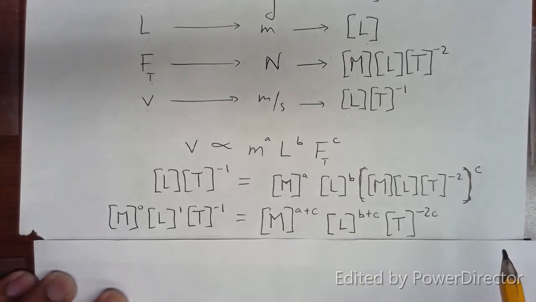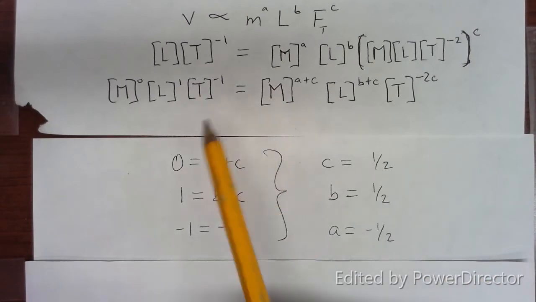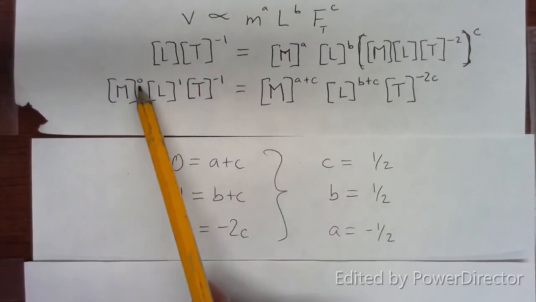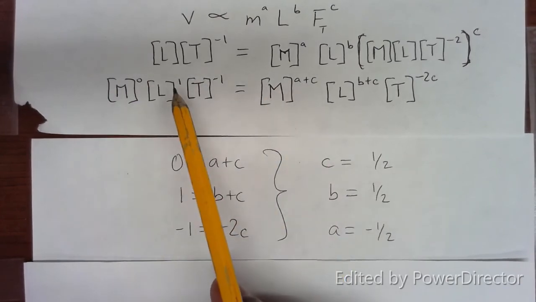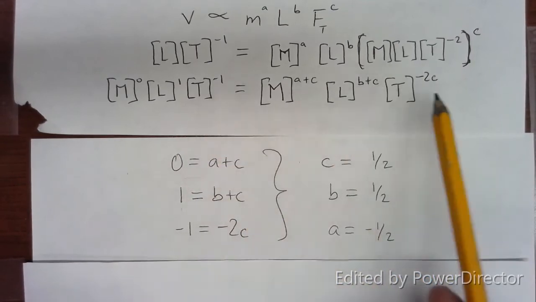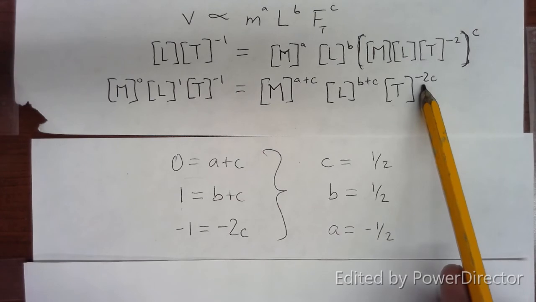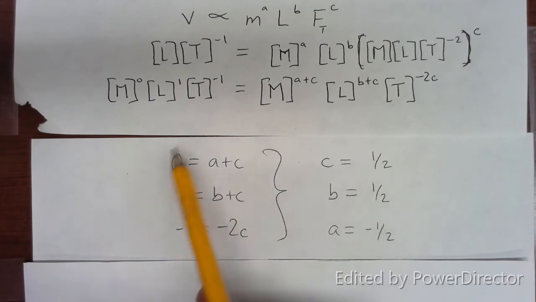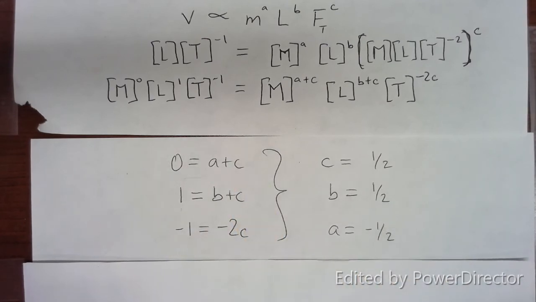Alright, and now we can compare the powers on both sides. If we compare the powers of mass on both sides, we see that 0 is equal to a plus c. Powers of length on both sides, we have 1 is equal to b plus c. Power of time on both sides, we have negative 1 equals negative 2c. So we start from here, we solve for c. c is equal to 1/2. Take that over here, then b is equal to 1/2. And then take that over here, and we have a is equal to negative 1/2.